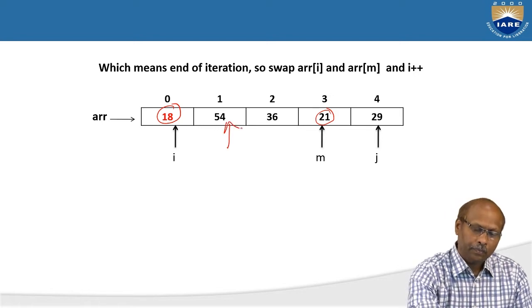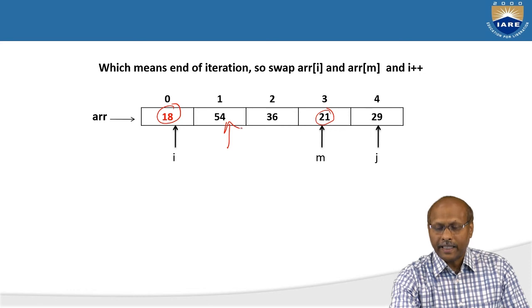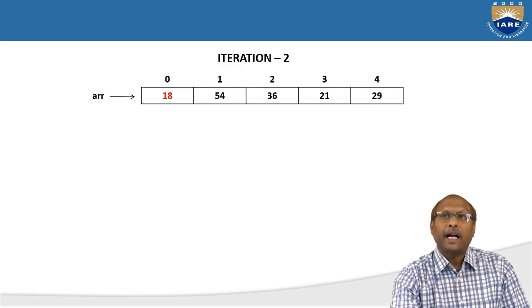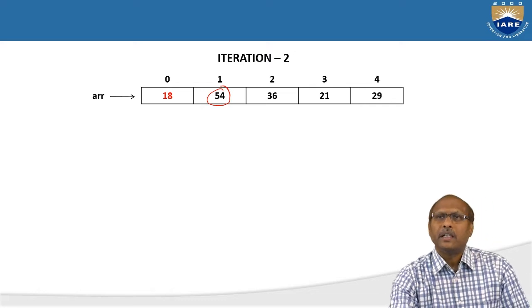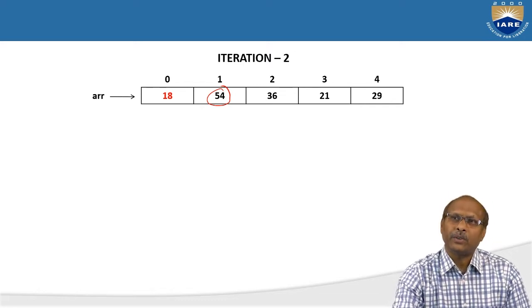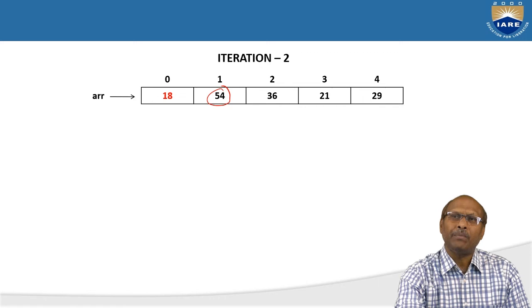Now come to the second. So in the second iteration, I have to swap 54 with the second minimum. Actually, what is the second minimum? 21. So at the end of this iteration, 21 will come to this position.